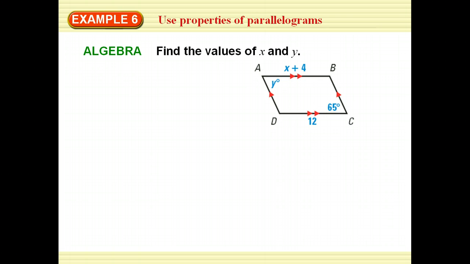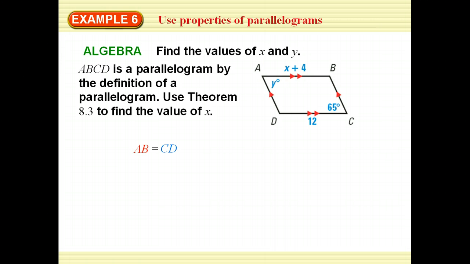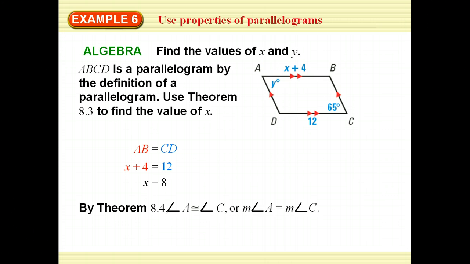So if I want to find the values here, of course, I can get my sides by setting x plus 4, or the length of AB, equal to CD. So x plus 4 is 12, so x is 8. And angle A is the angle opposite of angle C. So the measurement of angle A, which is y, is going to be equal to 65. So that is 65 degrees.